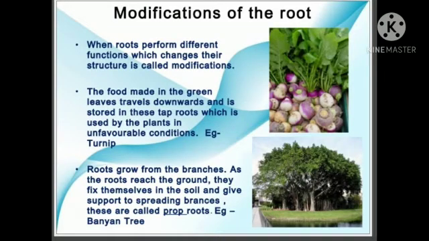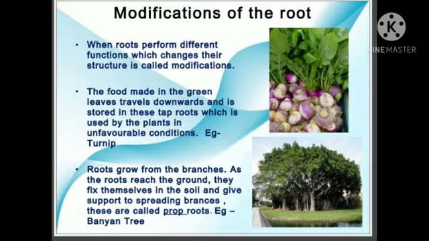In some plants, roots are modified to perform special functions, according to the needs of the plant. First, roots perform different functions, like the food made in the green leaves travels downwards and is stored in the taproots, which is used by the plants in unfavorable conditions. In the case of turnip, for food storage the roots become fleshy.